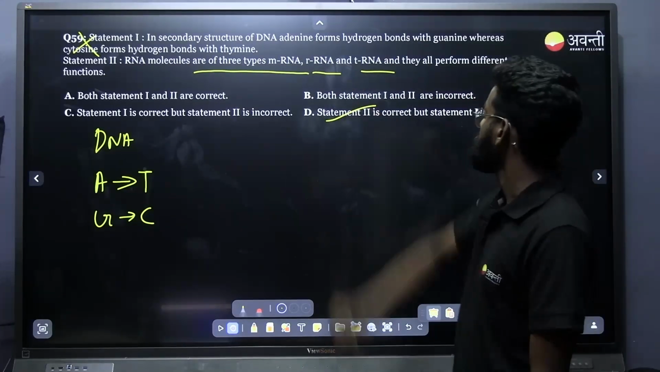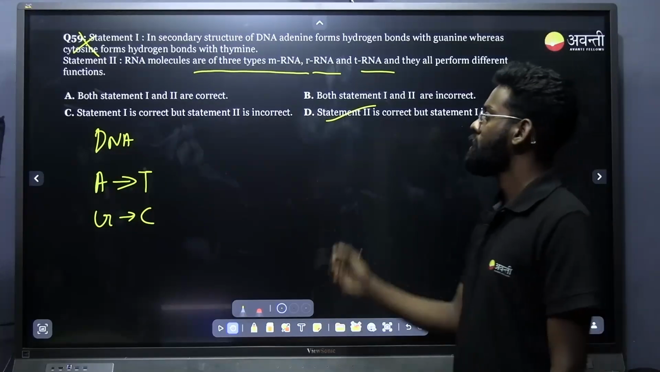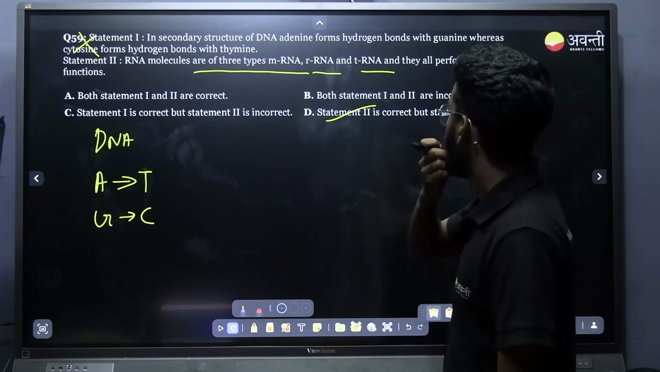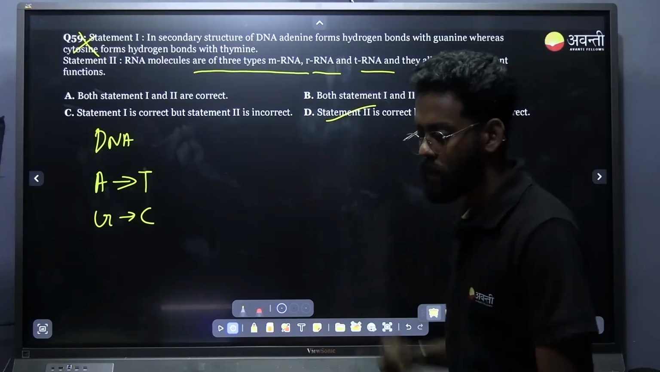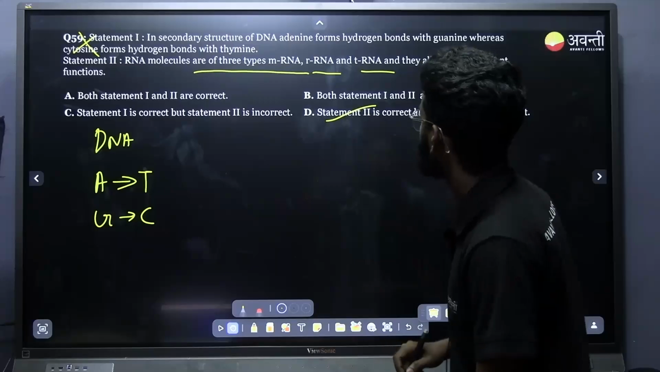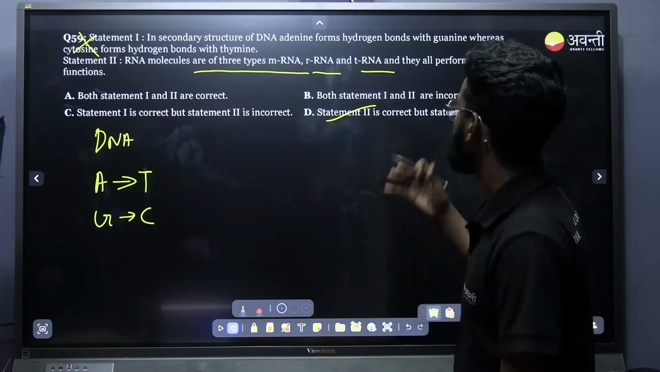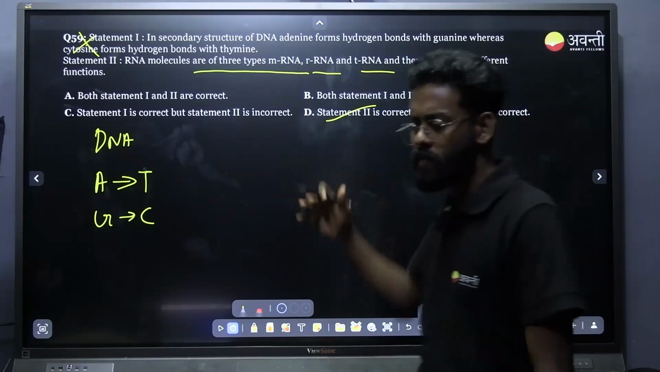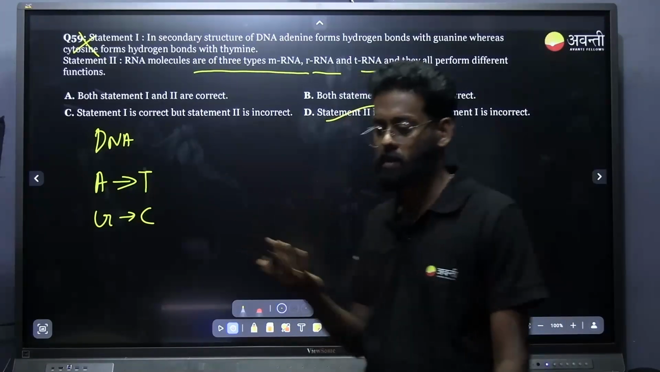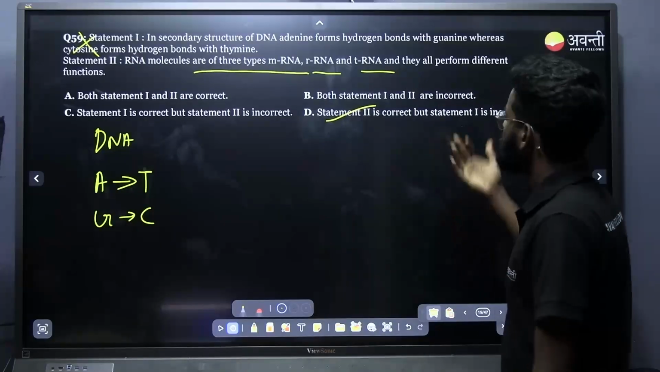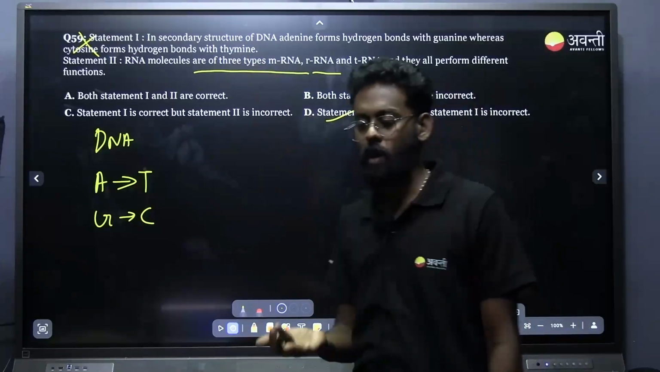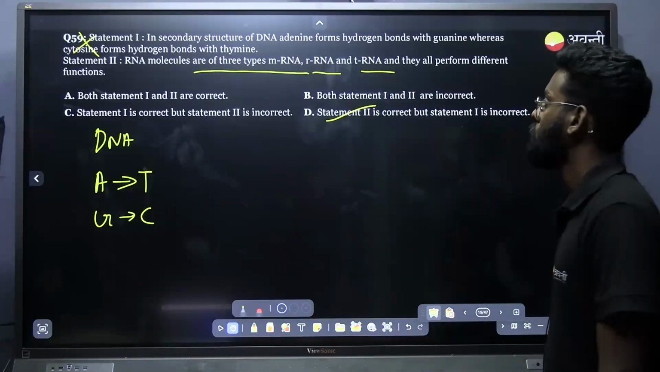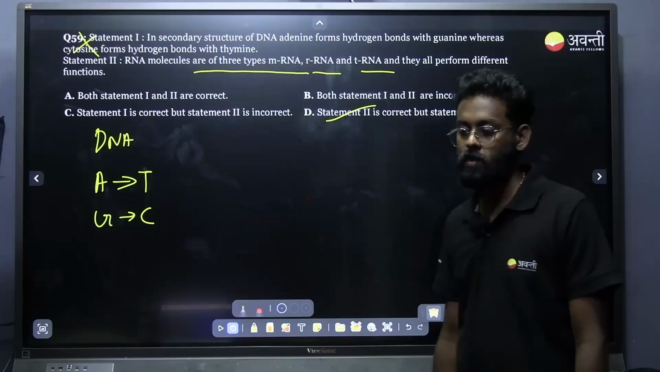mRNA is messenger RNA. It is having a connection with the nucleus of DNA and the ribosome, right? Messaging. And rRNA will be structurally helping with the ribosome, and tRNA is acting as an adapter between amino acid and the ribosome, right? So they all have different functions, and as you are biology students, I hope you know the function of everything. Shall I move to the next question?